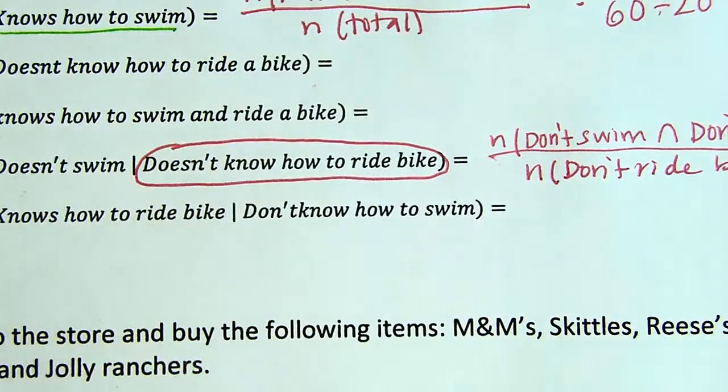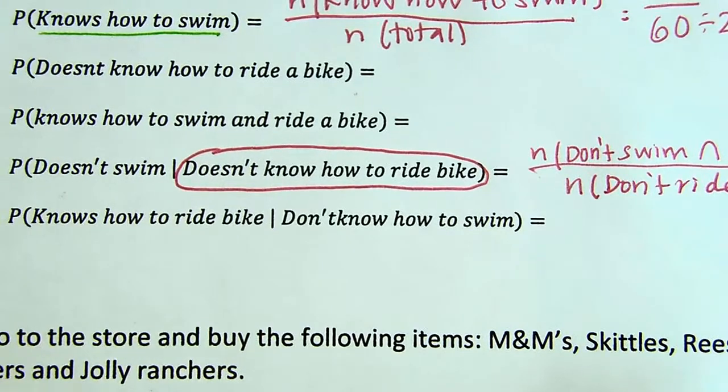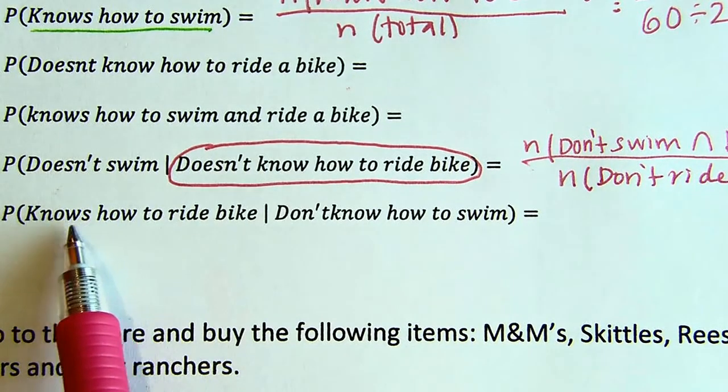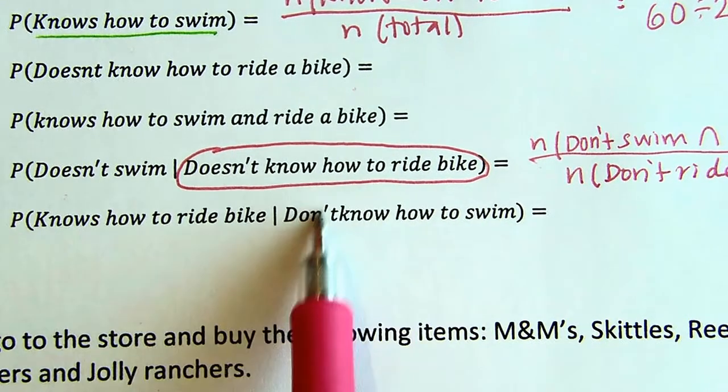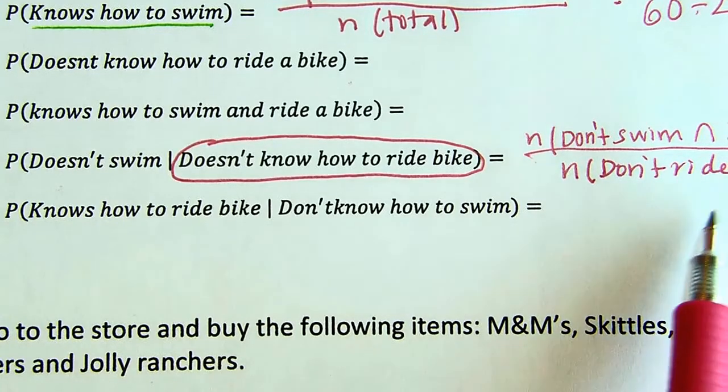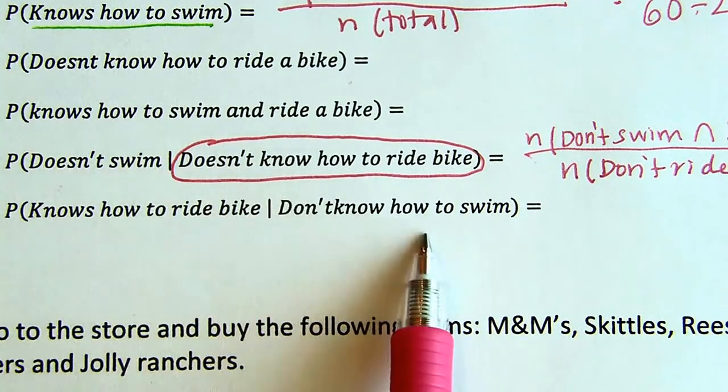Okay, and you guys can do number 5 as practice. For this one, they know how to ride a bike given that they don't know how to swim. So this given information is going to be your denominator, and your numerator is where they overlap.